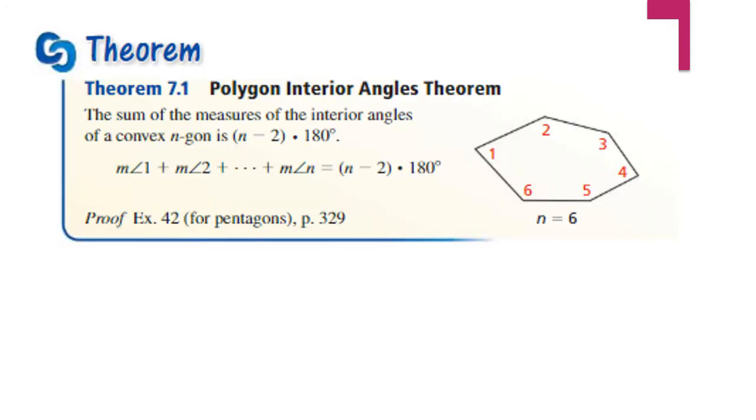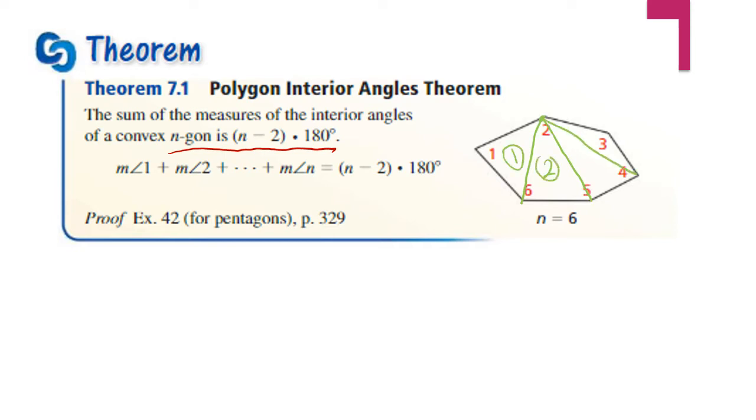The interior angle theorem of polygons says that if you have a convex polygon and we have the number of sides n, to find the sum of the interior angles, we're going to take n minus 2 times 180. Where does the n minus 2 come from? The n minus 2 comes from the fact that if you take one vertex and you draw all the diagonals from one vertex, we form triangles.